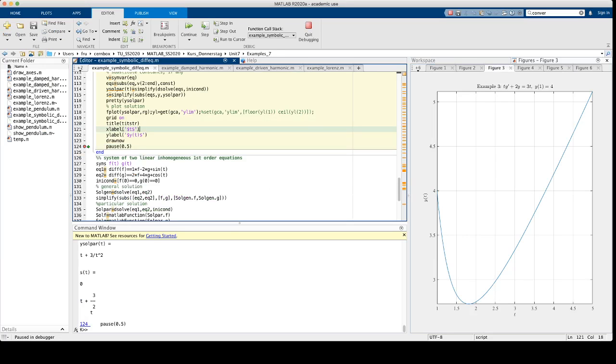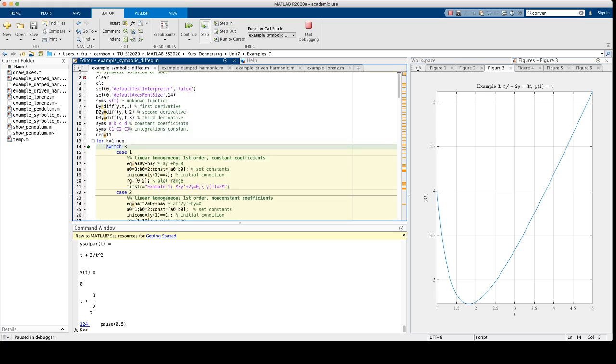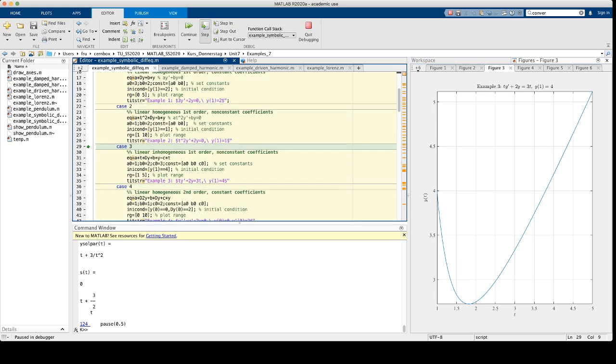Let's continue to the next example, which is example 4. This is a linear homogeneous second order equation with constant coefficients. This is, of course, the equation of the damped harmonic oscillation. It has 3 coefficients. Now, 2 initial conditions. We specify the value of y and the value of y prime at t equals 0.